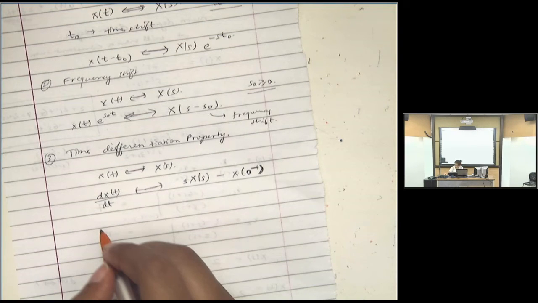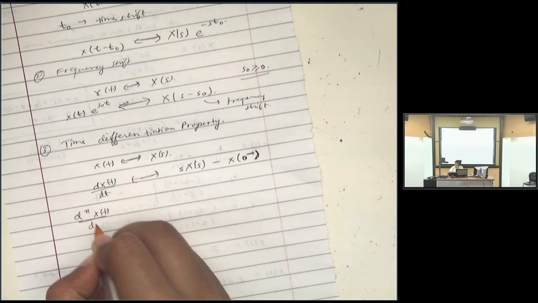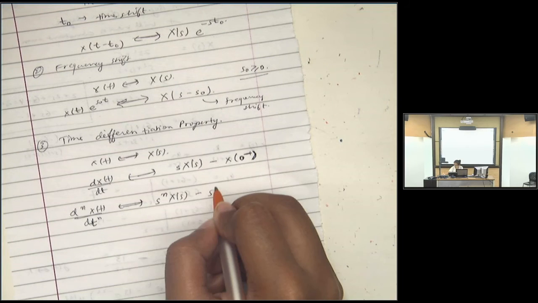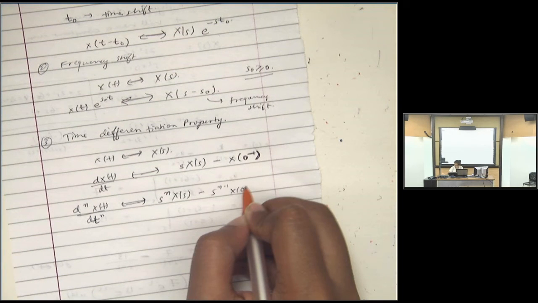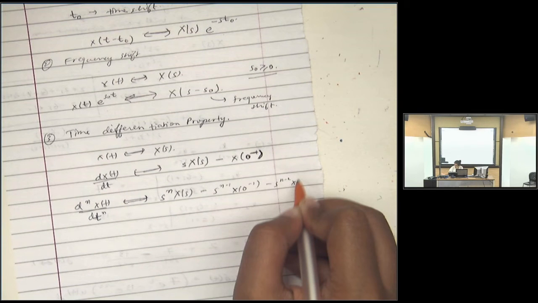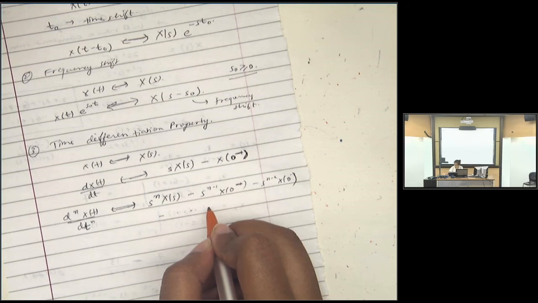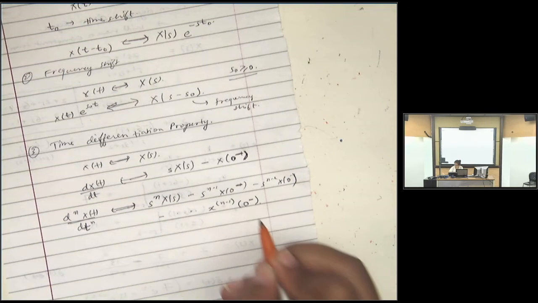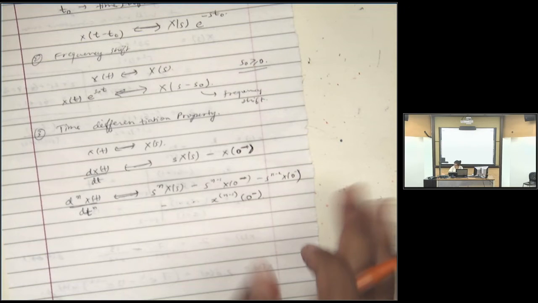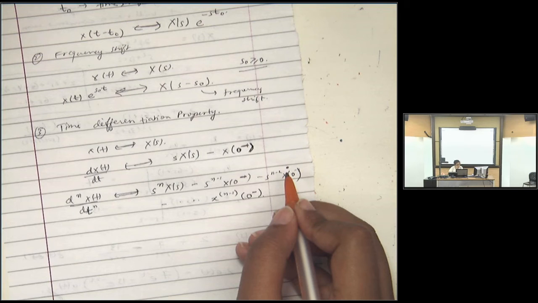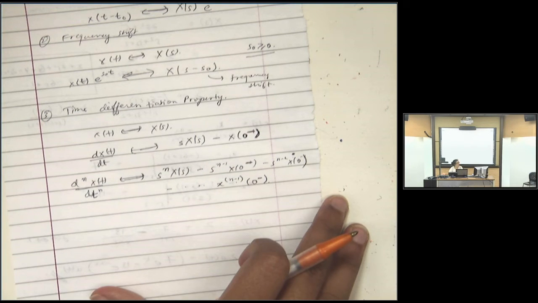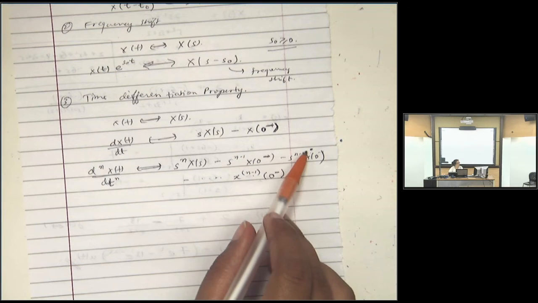Right? So if this is some nth derivative of x(t), that will have a Laplace transform of s raised to the power n X(s) minus s raised to the power n minus 1 x(0) and so on. Okay, this is the derivative, this is the n minus 1th derivative of x. Alright, yes, so the dot represents the first derivative.